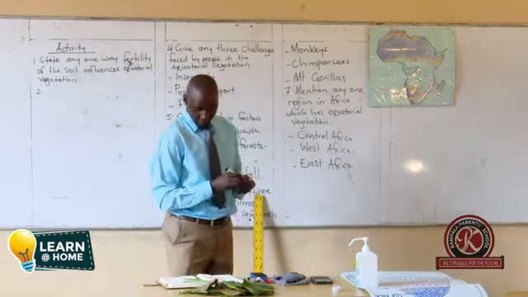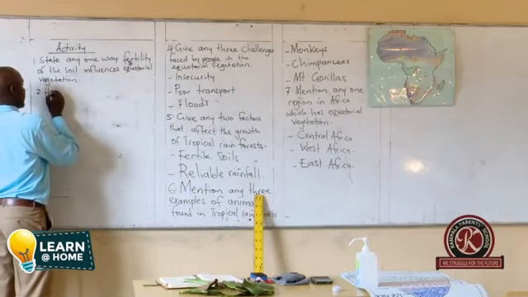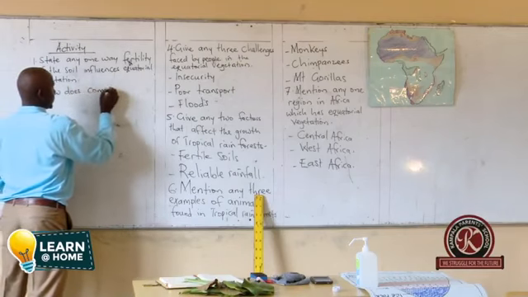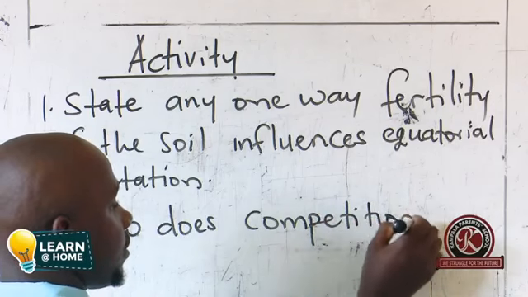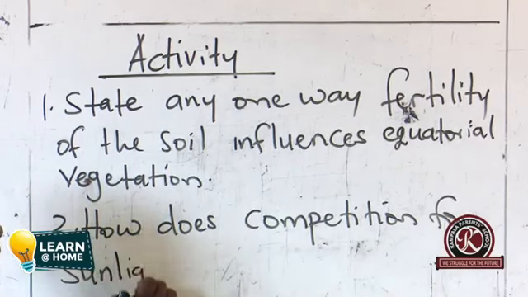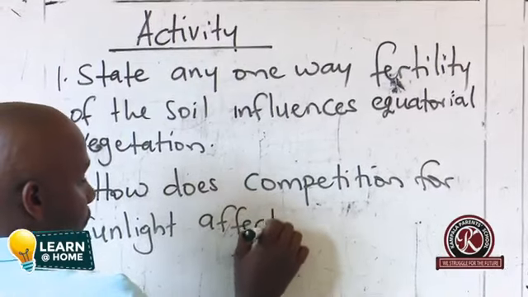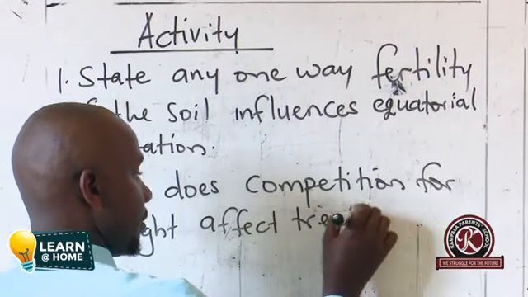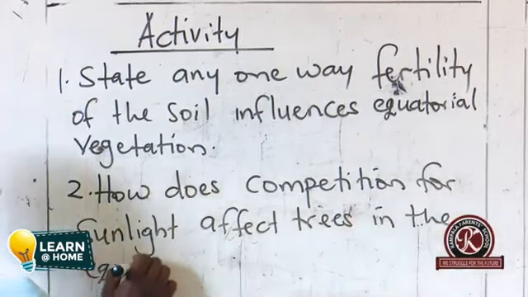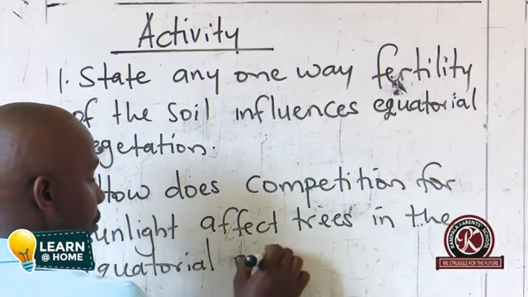Number two, we shall say, how does competition for sunlight affect trees in the equatorial region? How does competition for sunlight affect trees in the equatorial region?